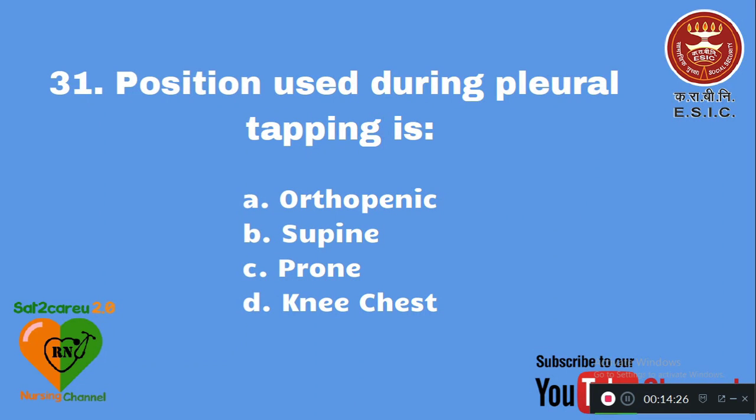Question number 31. Position used during pleural tapping is option A, orthopneic, B, supine, C, prone, and D, Sims position. The correct answer, in pleural tapping we provide orthopneic position for the patient.